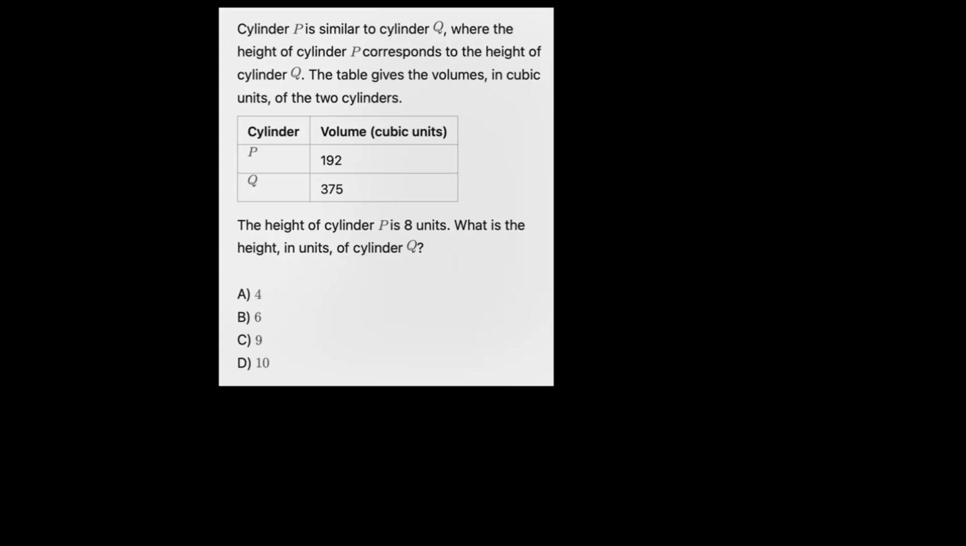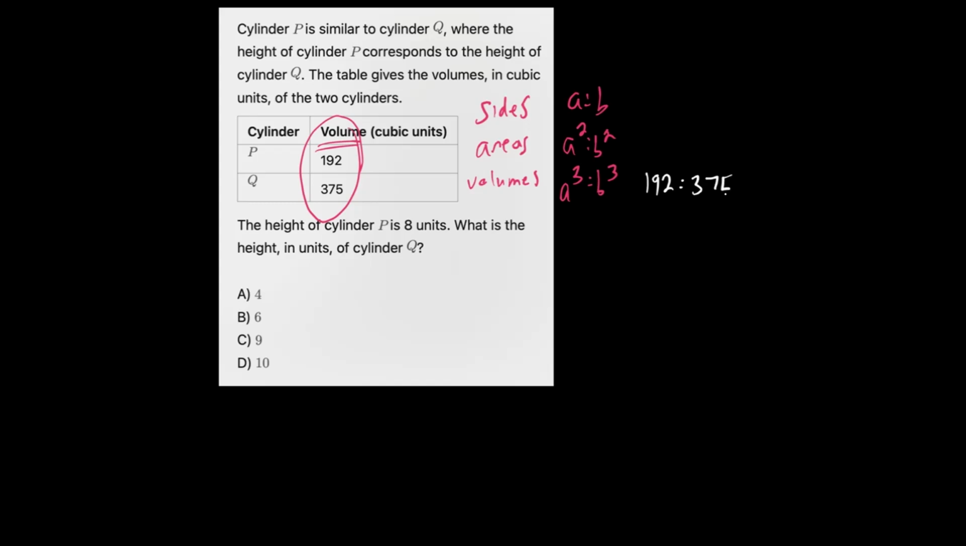Now going to this last question, here we have volumes, which, as I said before, is a little more rare here. So just imagine that same comparison between the sides, the areas, and the volumes. A to B, A squared to B squared, and A cubed to B cubed. So if we have the ratio of the volumes, that'll be our A cubed to B cubed. So let's just make a little space here. We've got the volumes at 192 to 375.